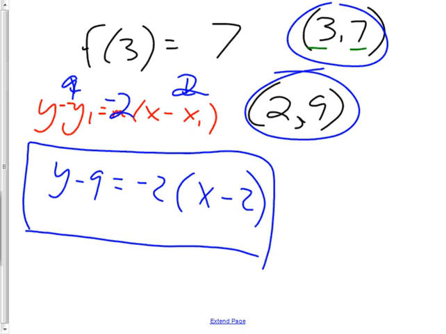All right. I'm going to give you one, 2 comma 9 and negative 3 comma 7. Figure out for me what was the slope. Of course, you'll need that too. But what's the equation for the slope?